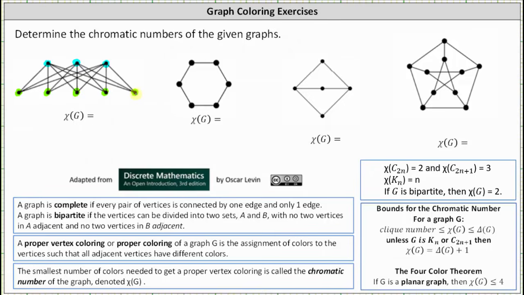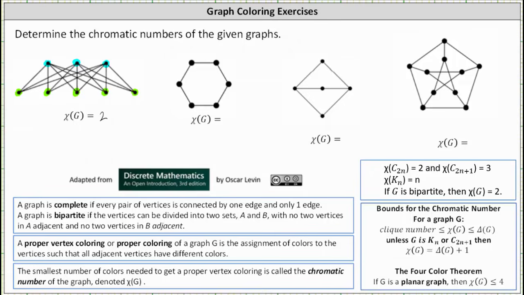This is a proper vertex coloring. All adjacent vertices have different colors, and we did this in the least number of colors, which is 2. This indicates the chromatic number is equal to 2, or chi of G is equal to 2. In fact, any bipartite graph has a chromatic number equal to 2.